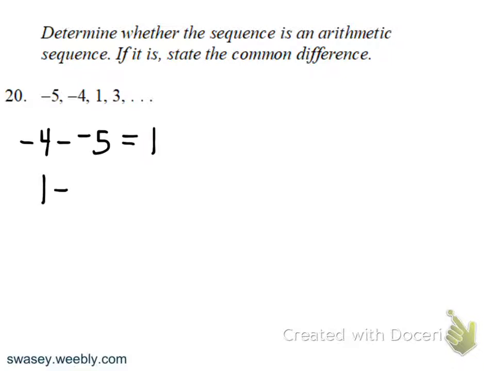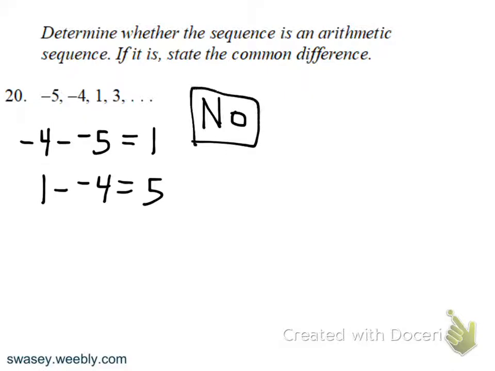Then 1 minus a negative 4, same as 1 plus 4, that's 5. So we see that it does not have a common difference, so it is not an arithmetic sequence. It does not have a common difference.